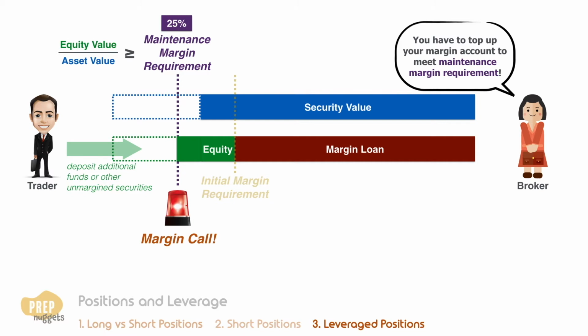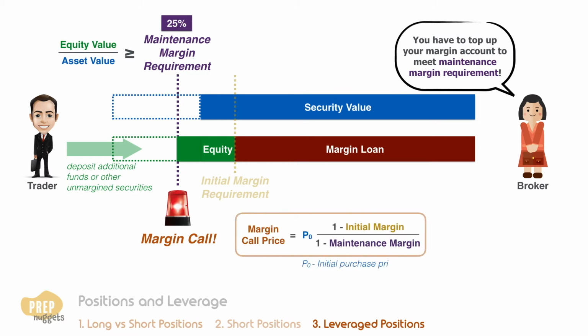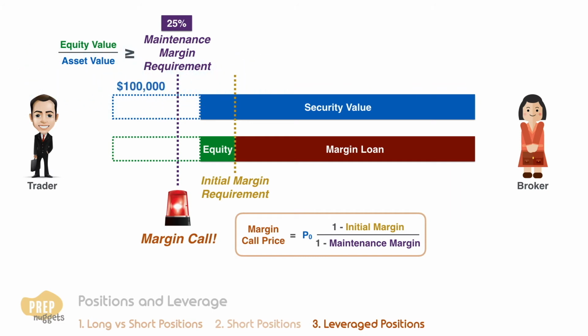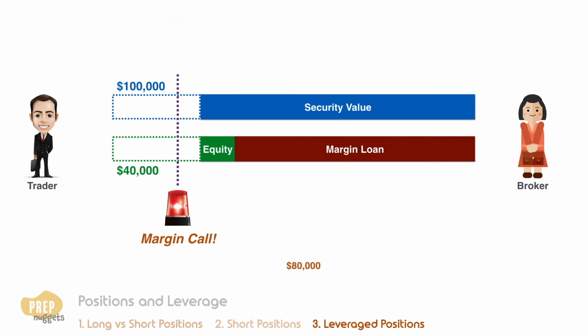So, how do we determine the price of the security to trigger a margin call? Remember this formula, where P0 is the initial purchase price. Back to our example. The initial purchase price was $100,000 and the initial margin was 40%. If the maintenance margin is set at 25%, the margin call price should be $80,000. A margin call will be triggered if the price of the security falls below $80,000.